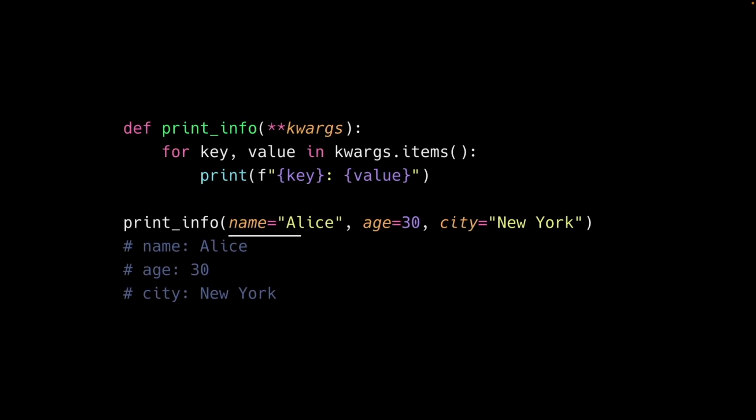In this example, we call printinfo with 3 keyword arguments. The name of the parameters and associated values are then available in the function through kwargs. We loop through each key and value in kwargs and print them out. The output is each keyword argument's name and the value associated with it.